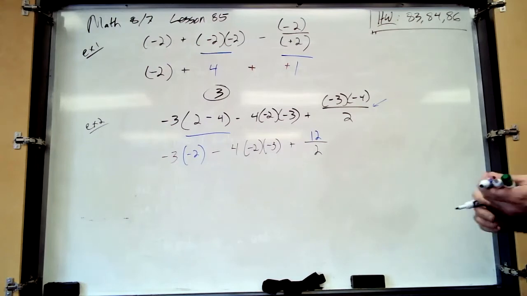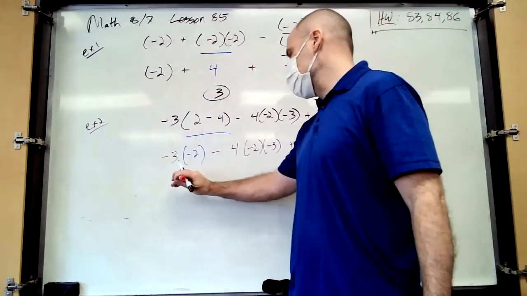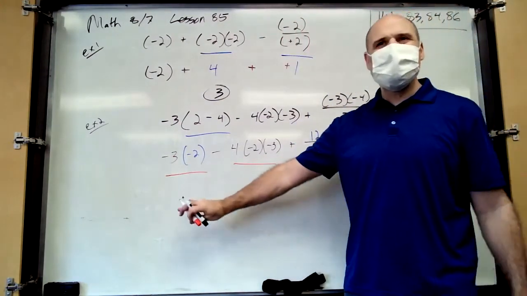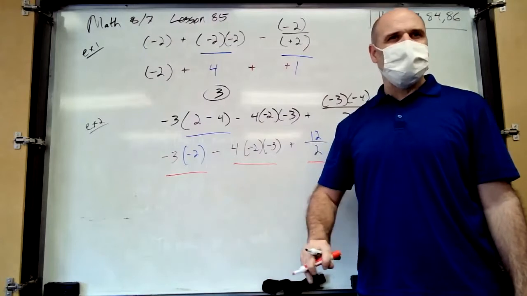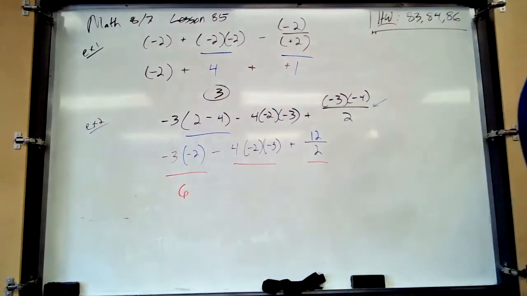What do we do next? Multiply and divide. Let's do this. Let's do this. And let's do this. What's -3 times -2? Positive 6. Remember, a negative times a negative is a positive.